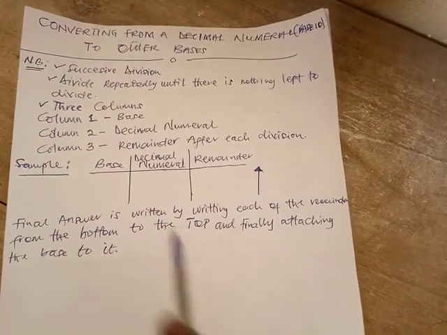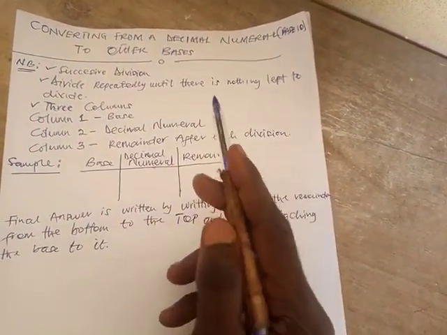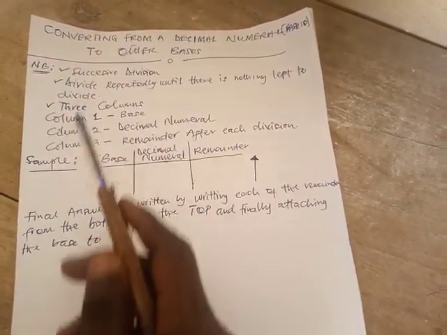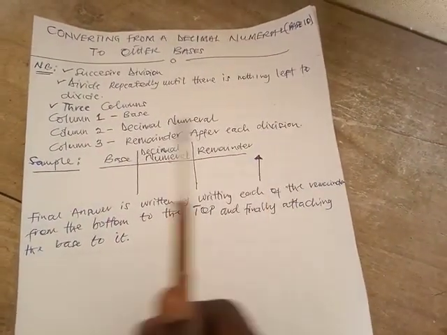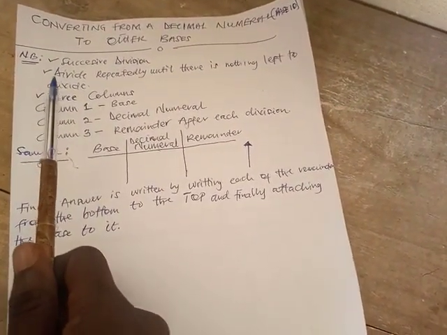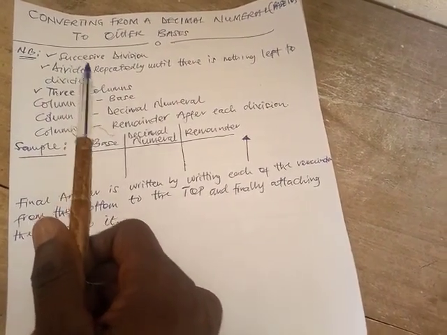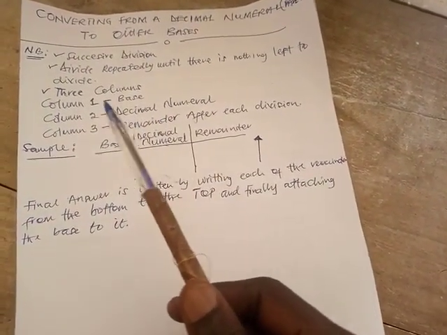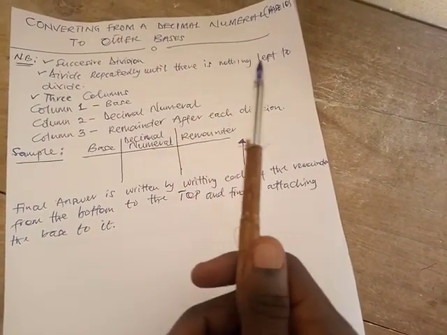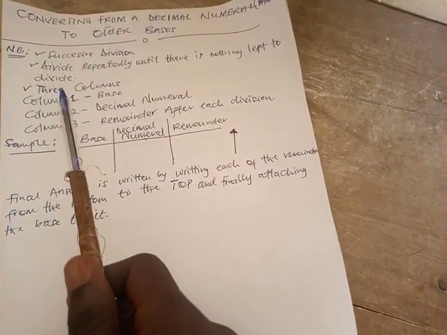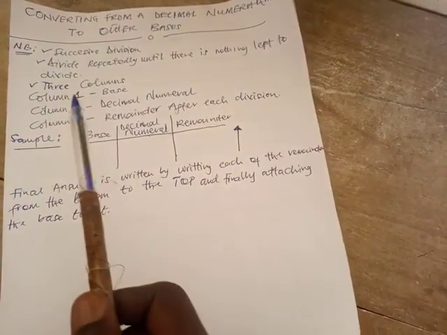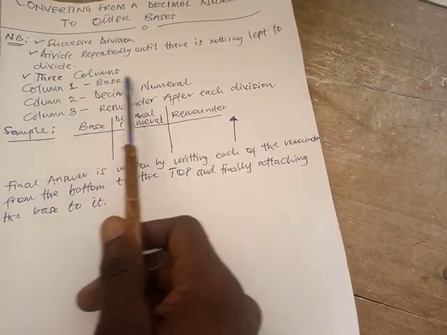Now today we'll be looking at converting from a decimal numeral, that's base 10, to other bases. These are the key things that you need to note when you are converting from a decimal numeral to other bases. The first thing you need to consider is that you are going to do successive division. That's, you are going to divide repeatedly until there is nothing left to divide. In view of that, to solve cases like that, you need to construct three columns.